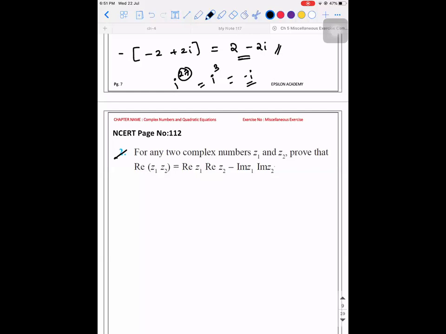I power 27, Mithun. Dividing 27 with 4, the remainder is 3. Sir, your voice is breaking. I'm saying i power 27 means dividing 27 by 4. What do we get? We get i cube only, no?